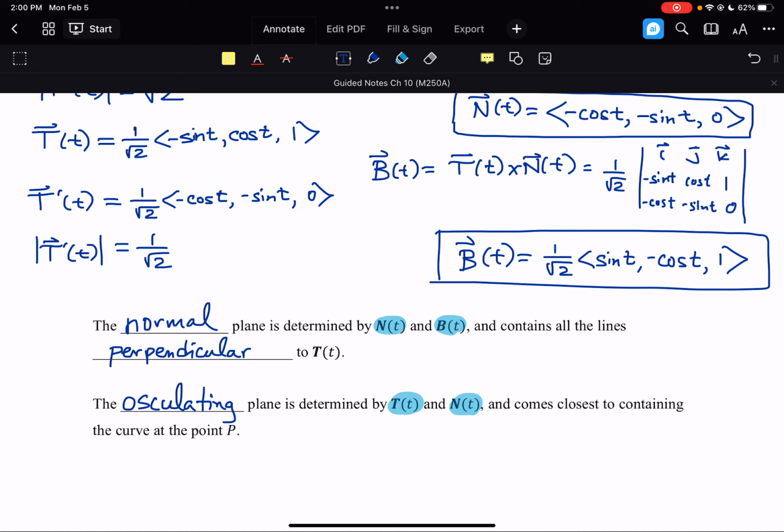So we can draw these vectors, the unit tangent, the unit normal, and the binormal. We can create planes between them to encompass either perpendicular lines or the curve itself surrounding that point. But that brings us to the end of section 10.8 and the end of our conversation on arc length, curvature, and these additional normal vectors when it comes to dealing with space curves.